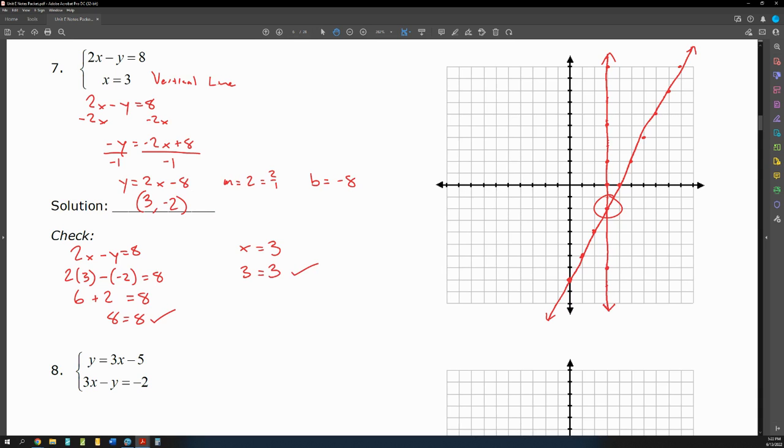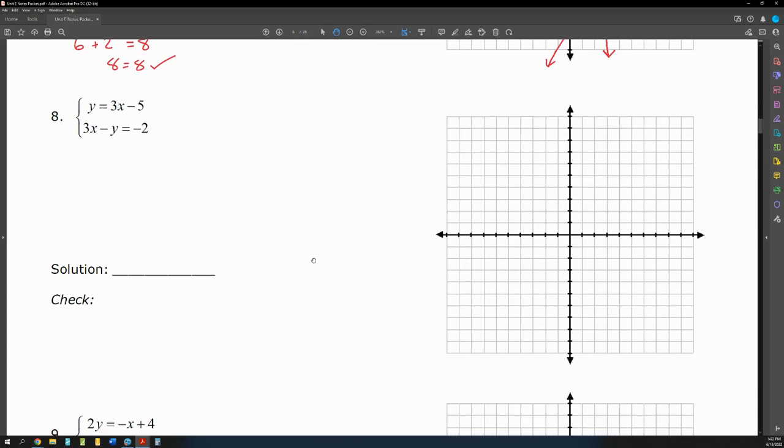All right, let's try number 8. Here we have y equals 3x minus 5 and 3x minus y equals negative 2. So here the first equation has a slope of positive 3, or 3 over 1, and a y-intercept of negative 5. We'll go ahead and plot that point, 0, negative 5. And using our slope, we're going to plot more points. So up 3 and right 1. Extend that all the way to the top of the grid. So now we're going to draw in our line as best we can. Use that straight edge. And we've got this here.